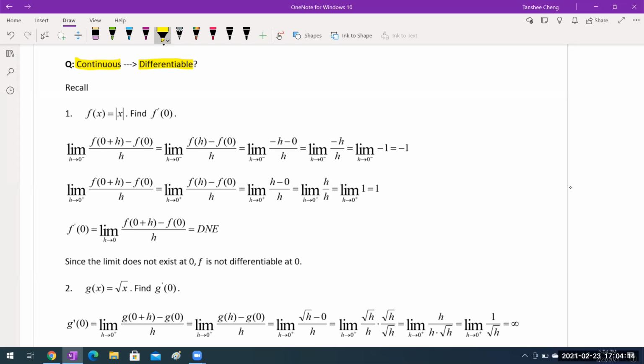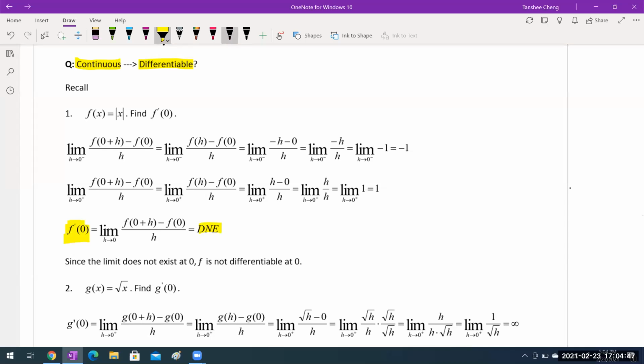So if I have the function absolute value of x, and we want to find the derivative at 0. That means the limit as x approaches 0 of this absolute value function, for which we need to talk about the left-hand limit and right-hand limit. And as you can see, the left-hand limit and right-hand limit are different, so the limit does not exist. That basically means it's not differentiable at 0.